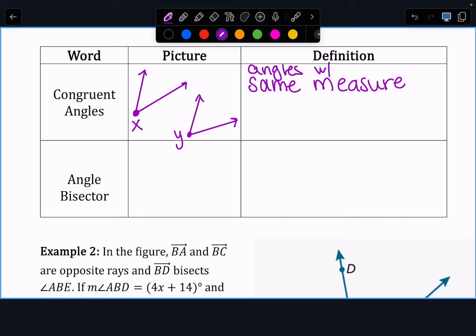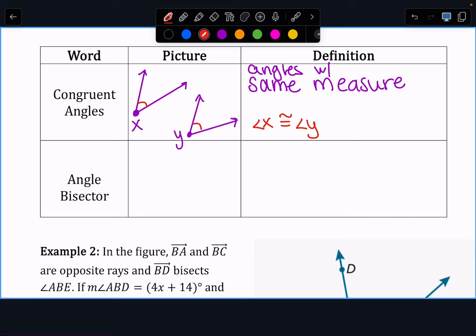So these two angles I have drawn. You know how there are those cute little tick marks on segments to say that they're the same measure? For angles, they're the swoops. So angle X is congruent to angle Y. Points, capital or lowercase? Capital, because they're points.